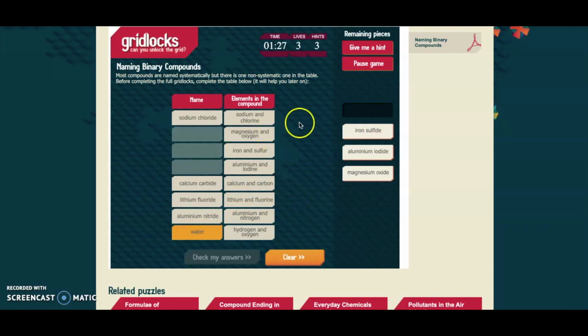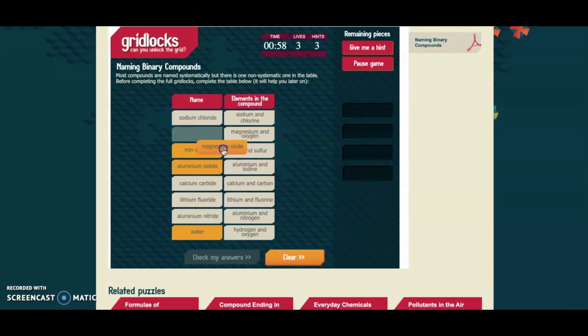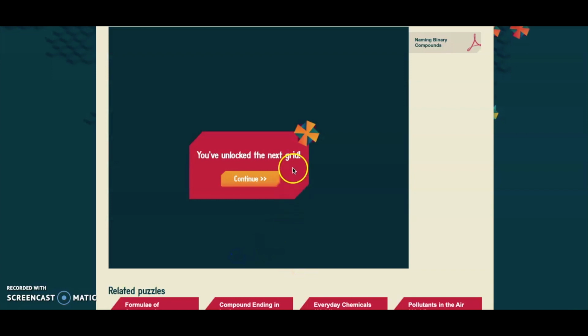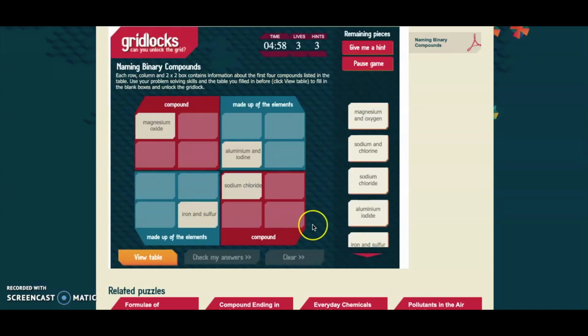So let's move on. Iron sulfide. What 2 elements are in this name? First one off the bat, iron. Sulfide. We replace the suffix with "ide." We know is sulfur. So you can go ahead and put that here. Aluminum iodide has aluminum and iodine. Finally, magnesium oxide, magnesium and oxygen. You can check your answers. You're all good. You can continue on to the next grid. They'll get more difficult as you go on.